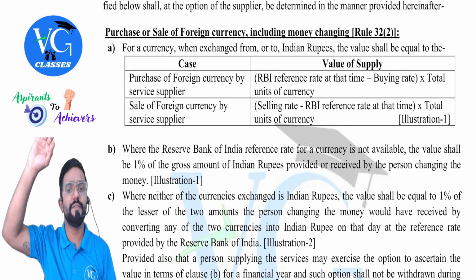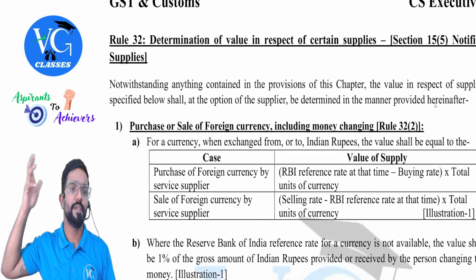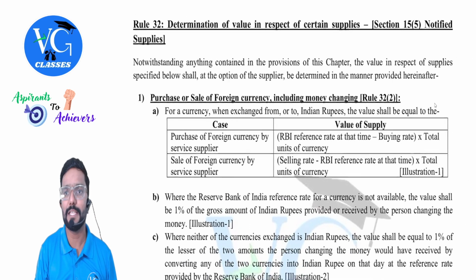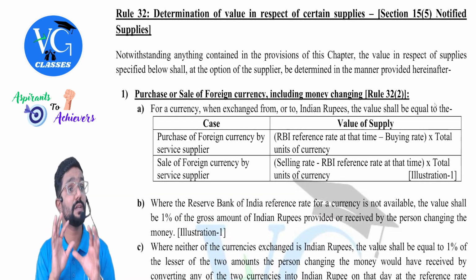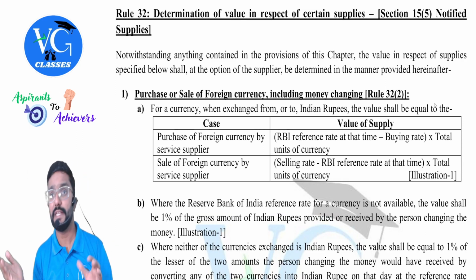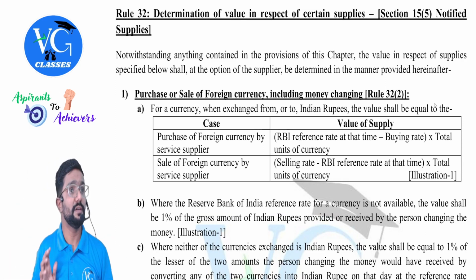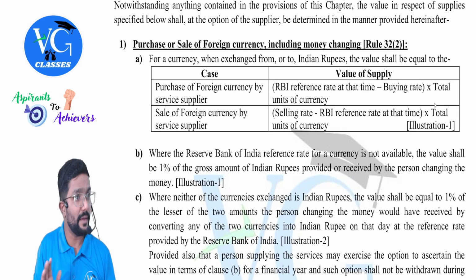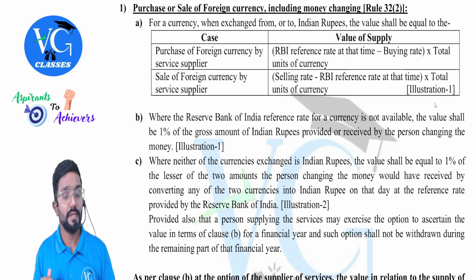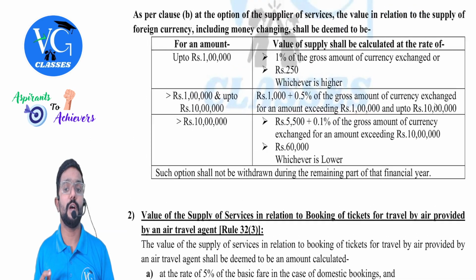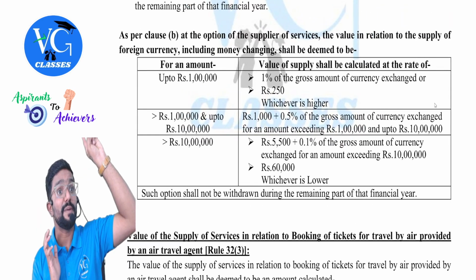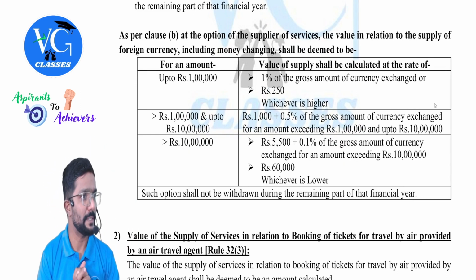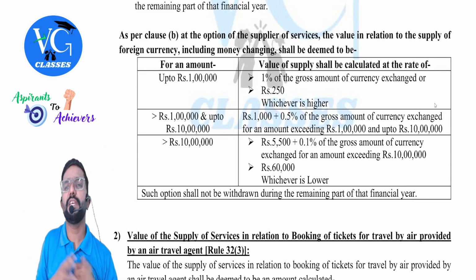This rule itself is giving an option to whom? Supplier. You can decide your value of supply as per this. But for an authorized dealer who is converting one currency to another currency, there are two choices here. You either follow clause A. Clause A covers what and all points? A, B and C. If not, you can follow clause B. Clause B is very similar to slab rates. We have learned slab rates in income tax, no? Very similar to that.